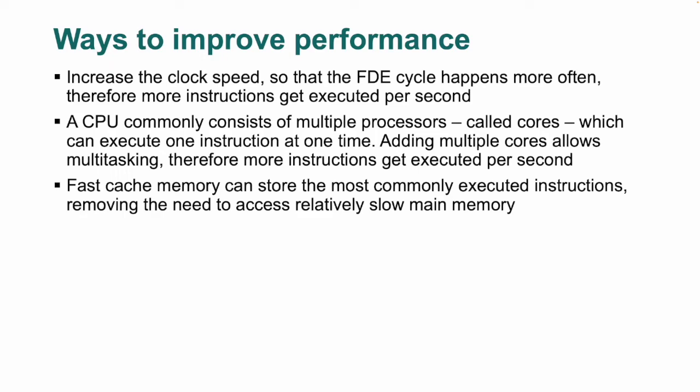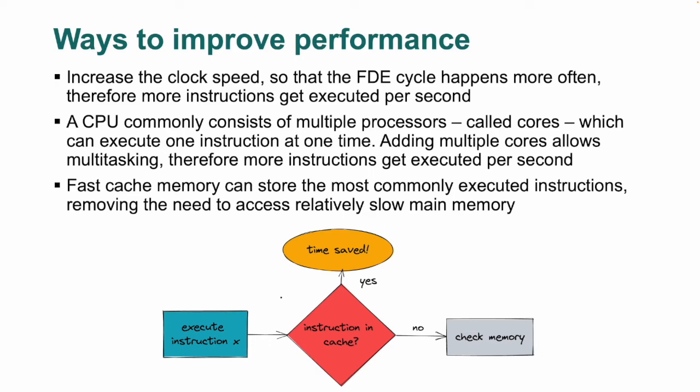And the third and final way that we will learn about is adding something called cache memory. And this can store the most commonly executed instructions, which means that we don't need to spend excessive time accessing main memory, which is, although very, very fast, relatively much slower than cache memory. Okay, cache kind of works like this. If we're going to execute an instruction, we first go to the cache. If it's there, then yes, we can load it straight from the cache. We've saved a bunch of time. If not, we go to memory. If the instruction we want is in cache, we call that a cache hit. If it's not in cache and we have to go to memory, we call it a cache miss.